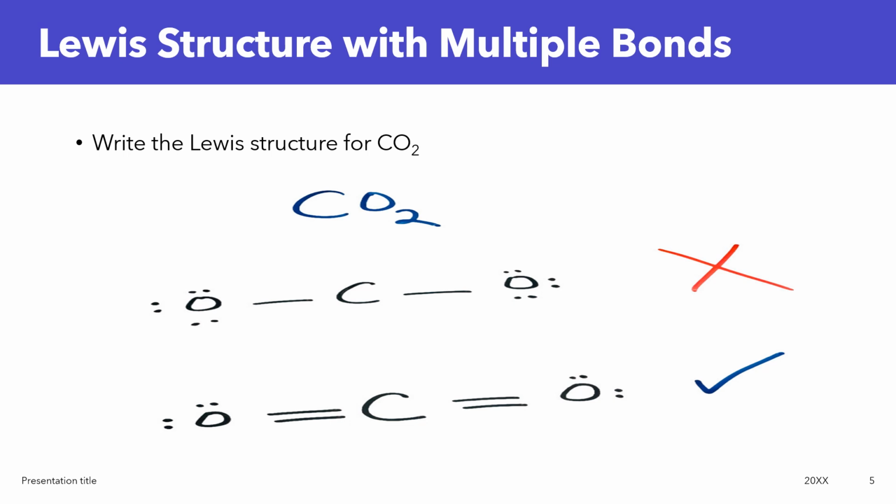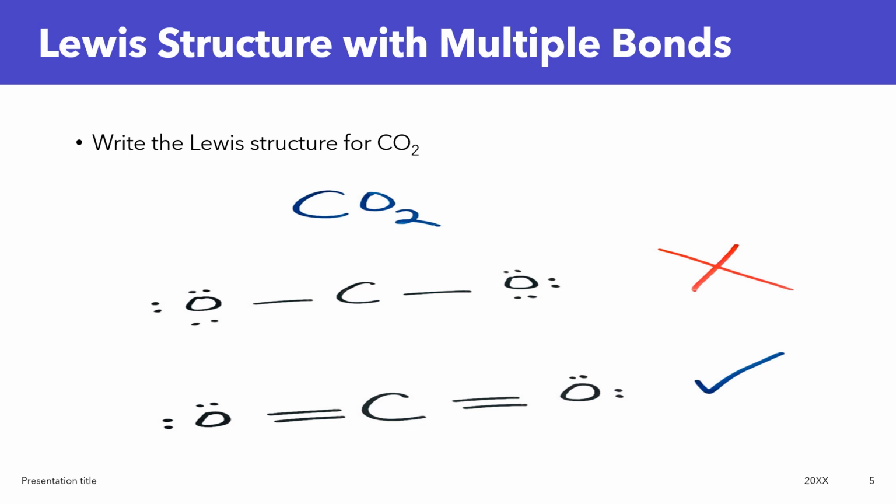Lastly, let's go over how to draw the Lewis structure when we have multiple bonds. So let's take a look at this example. Write the Lewis structure for carbon dioxide. First, we need to determine which is going to be the central atom, and that is carbon. Next, we need to calculate the total number of valence electrons. So carbon has 4 valence electrons, and each of the oxygen has 6 valence electrons.